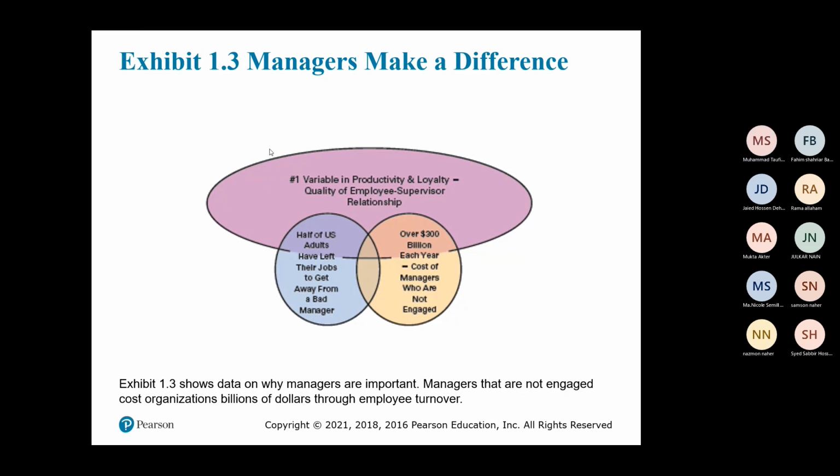So these are the data that they collected. They found out that more than $300 billion is wasted because of hiring bad managers. And more than half of the working adults in the US left their job because they wanted to run away from their managers, because their managers are not good.